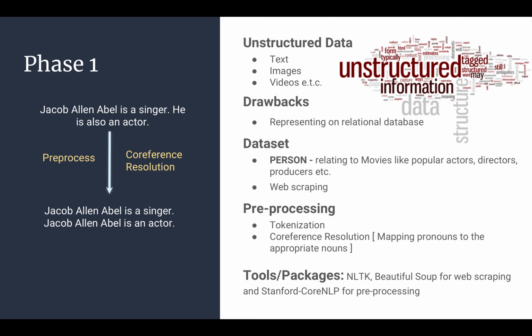Let me explain what co-reference means. When two or more expressions in a text refer to the same person or thing. For example, Jacob is a singer and he is also an actor. He is resolved here as Jacob so that we can get exact entities for the later proceedings.